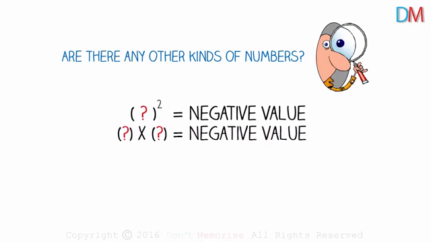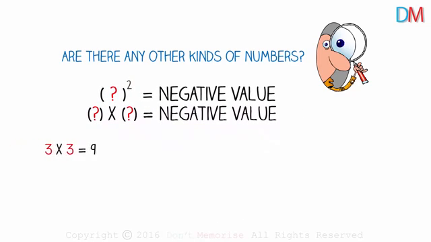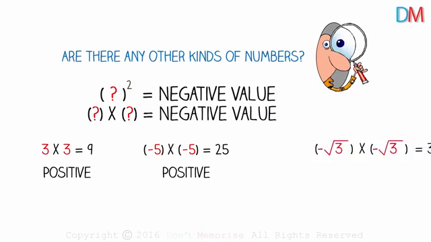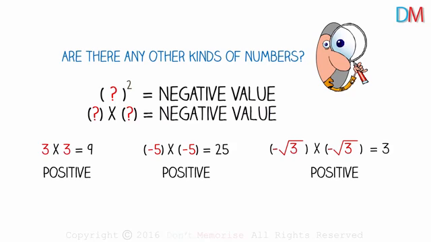You'd have probably tried a few options. 3 times 3 is 9, positive. Negative 5 times negative 5 is 25. Again positive. Negative root 3 times negative root 3 is 3, positive again. No luck. We'll come back to this.